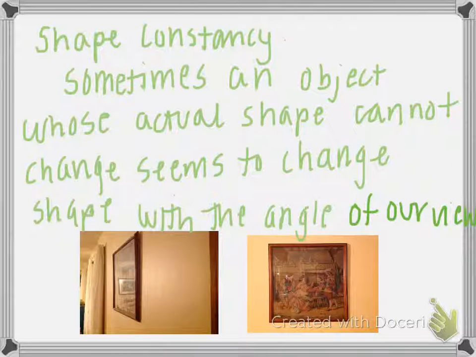This picture frame explains shape constancy because when we look at it from one angle, it looks like a trapezoid, when in reality the picture is a square.